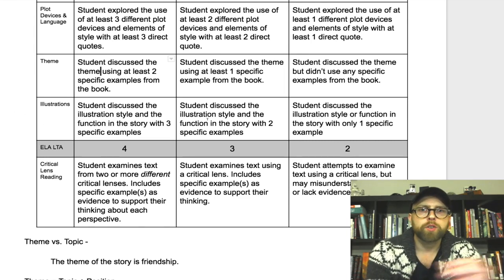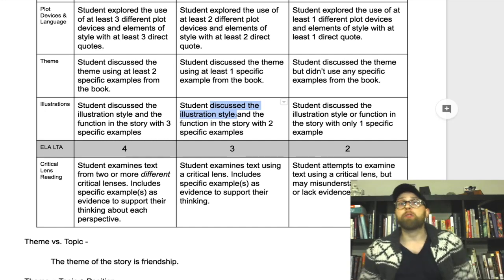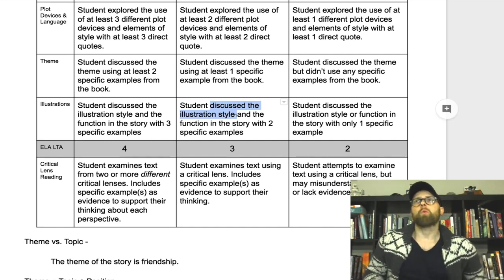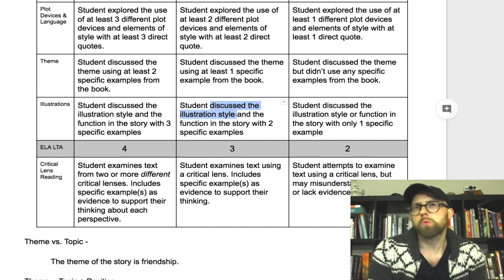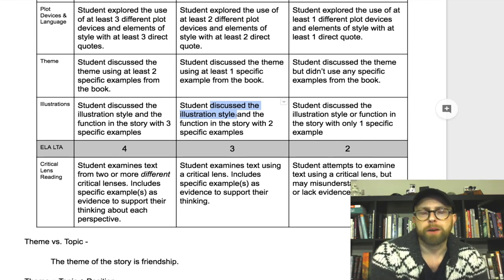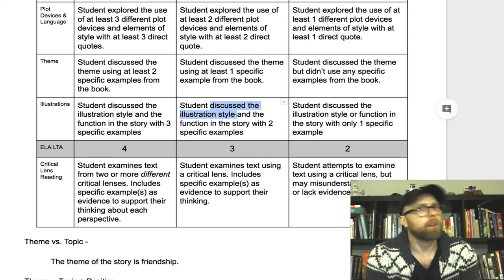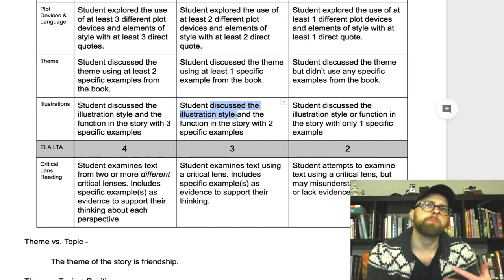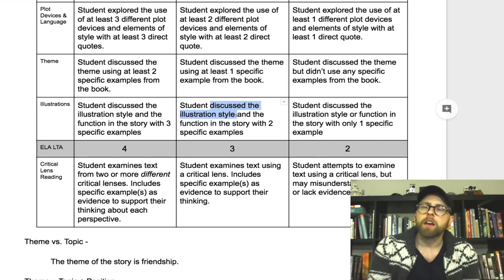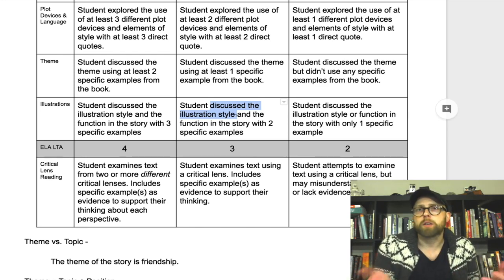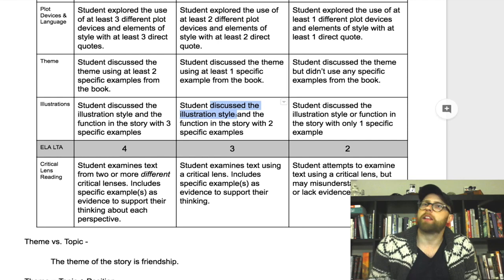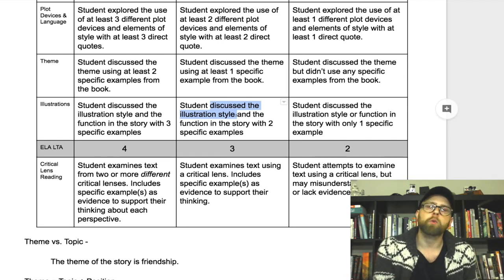So for illustrations, you want to make sure that you're talking about the style of the illustration and the function. So, you know, what does it do? Why were these choices made about the illustration style? Are there certain colors that are coming up all the time? And do they have some sort of deeper meaning? Does it connect to the theme? Does it connect to the culture that is being represented in the book? Maybe there's a distinct color palette associated with that place of the world.